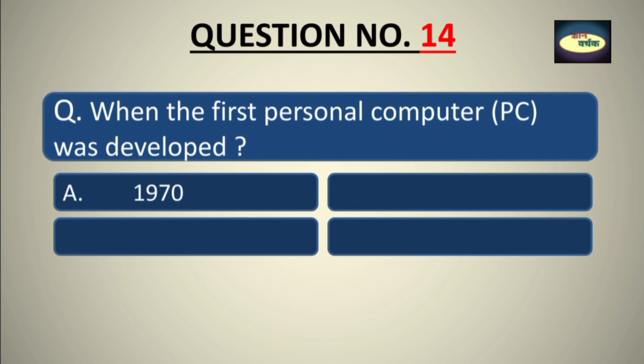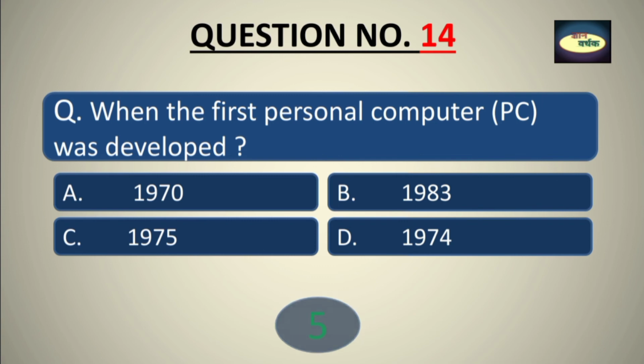When was the first personal computer developed? A. 1970. B. 1983. C. 1975. D. 1974. The answer is option D, 1974.